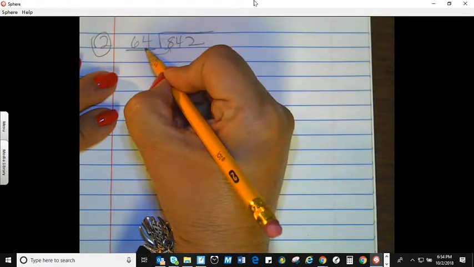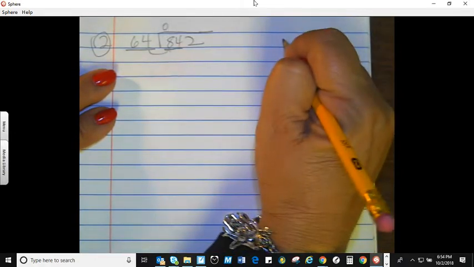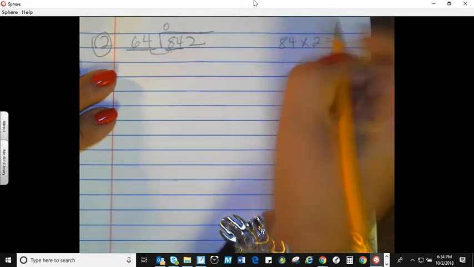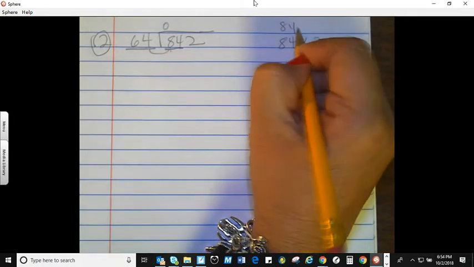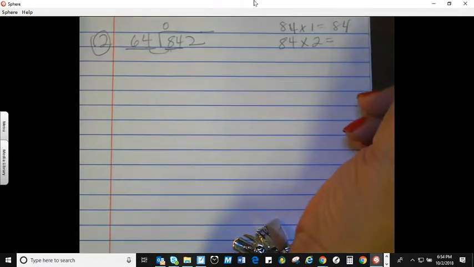Number 2. 64 goes into 842. I'm going to follow that same thing that I just wrote. So if you wrote those notes down, follow the same pattern. 64 cannot go into 8. 8 is too small. It needs to be equal to or greater than 64. 64 can go into 84. Okay, so let me do 84 times 2, because I know 84 times 1 is equal to 84. Anything multiplied by 1 is that number.